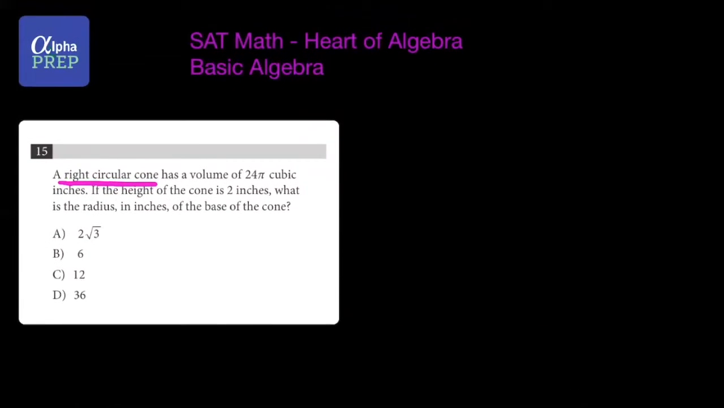From the formula sheet at the beginning of the test, we know that the volume of a right circular cone is equal to 1/3 pi r squared times the height of the cone. The question tells us that the volume of the cone is equal to 24 pi. So we're going to plug in 24 pi for V, and the height of the cone is 2 inches, so we're going to plug in 2 for h. So all that's going to be left, the only unknown, is going to be that r, the r squared, and that's what we're going to solve for.